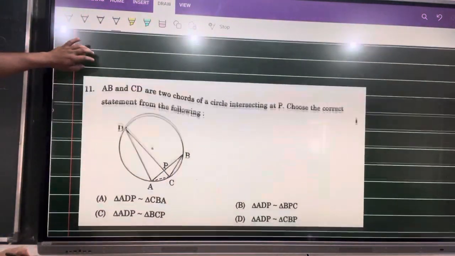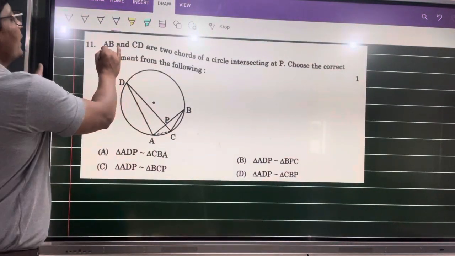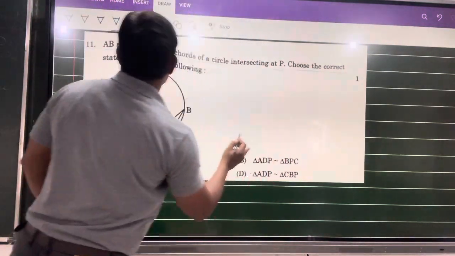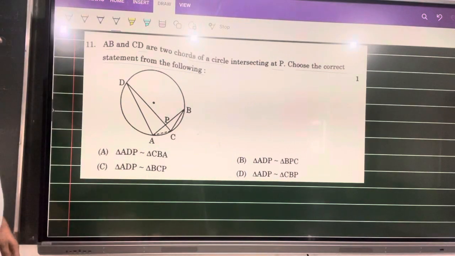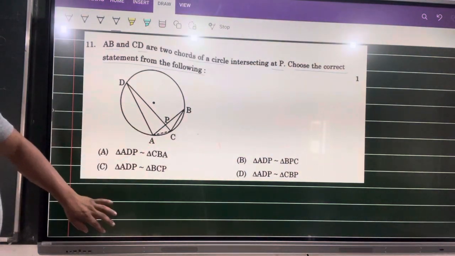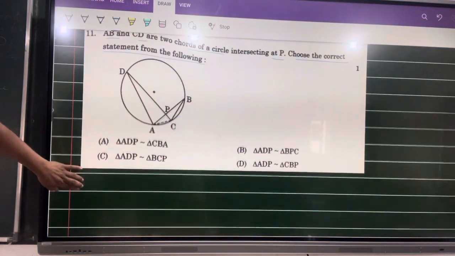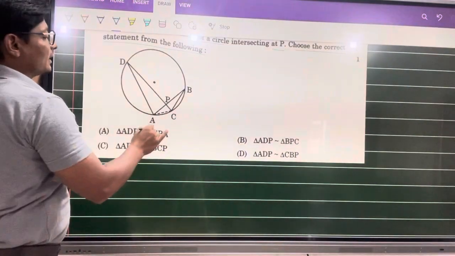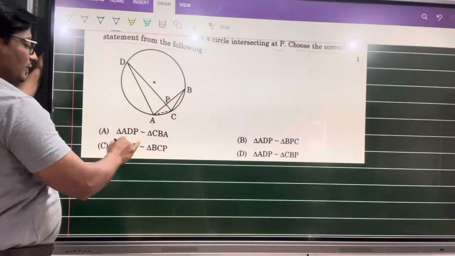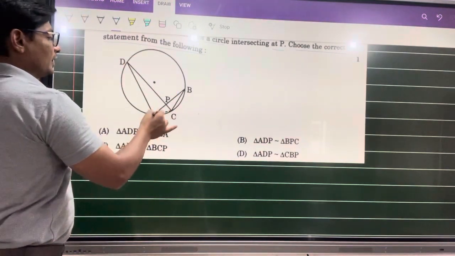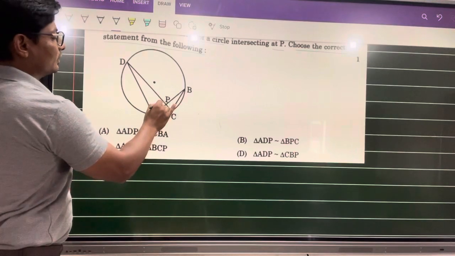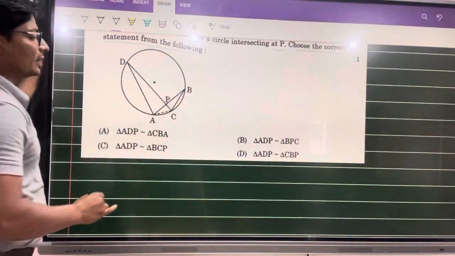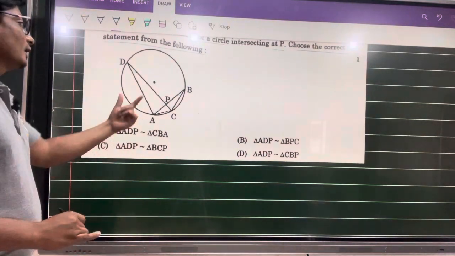Then the 11th question here is: AB and CD are two chords of a circle intersecting at P. Choose the correct statement from the following. So AB and CD are the two chords. The statements given here are about the similarity between two triangles. If you observe clearly, the two triangles that are formed, the first triangle is ADP. They are similar because alternate angles are equal, and here also the angles are equal, so corresponding angles are equal. Therefore these two triangles are similar.